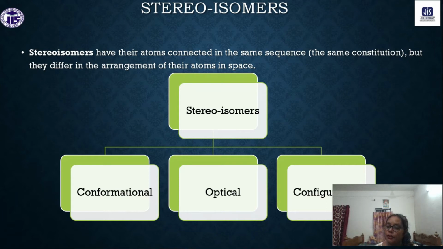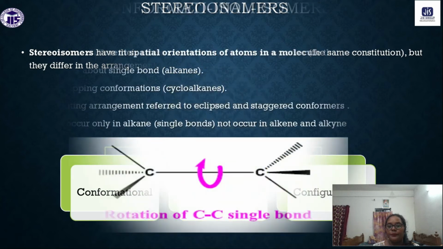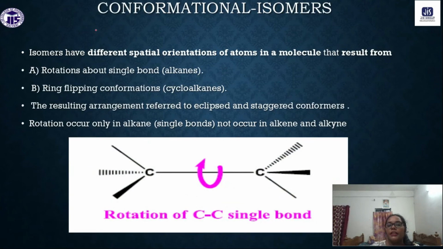One is enantiomer and one is diastereomer. So in this way also we can classify our stereoisomers. Now conformational isomers: conformational isomers means we rotate a molecule with the help of a single bond. That will make different conformational isomers, right?